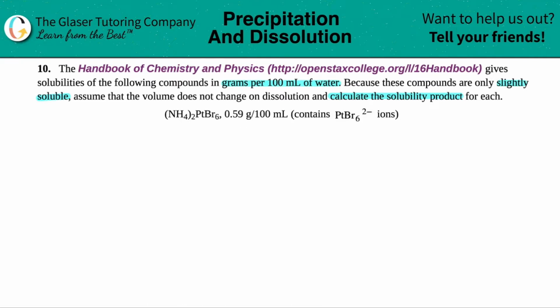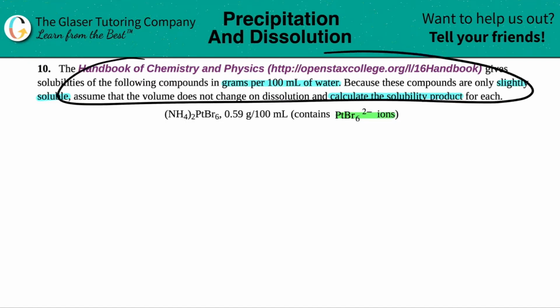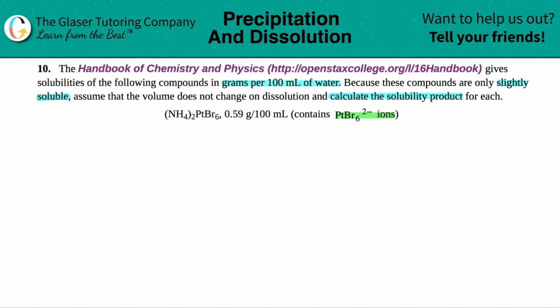They did give us a little hint, however. They told us that this compound contains PtBr6 2- ions. And out of all of the wording here, they're only asking for one thing. They say calculate the solubility product. And remember, a solubility product is a Ksp. So we're just looking for a Ksp for this compound.